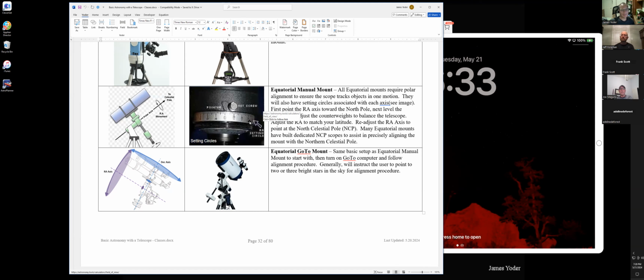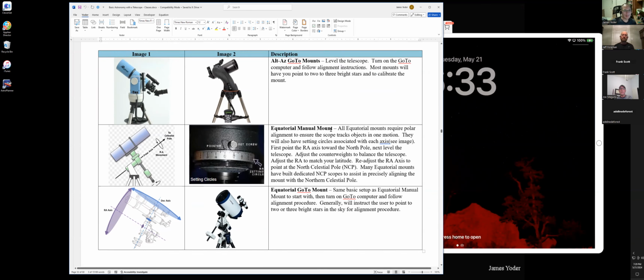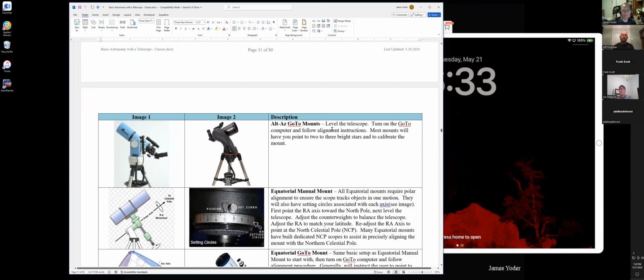The problem with that is, as time goes by, those setting circles are not being updated. So you need to go to another star periodically, every hour or something like that, for these setting circles to be useful. Again, nobody uses them anymore, I don't think. Any questions about any of these mounts and alignment on them so far?